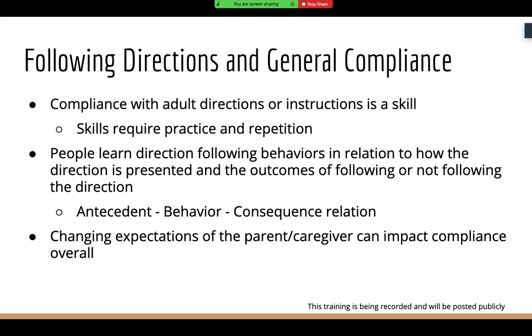So if one day it's expected that the child follows all the directions and there's really good follow through and consistent consequences, and then the next day there isn't, over time, the child's going to learn that the parent's a little bit wishy-washy when they provide an instruction, and they're less likely to try to follow that in the first place.